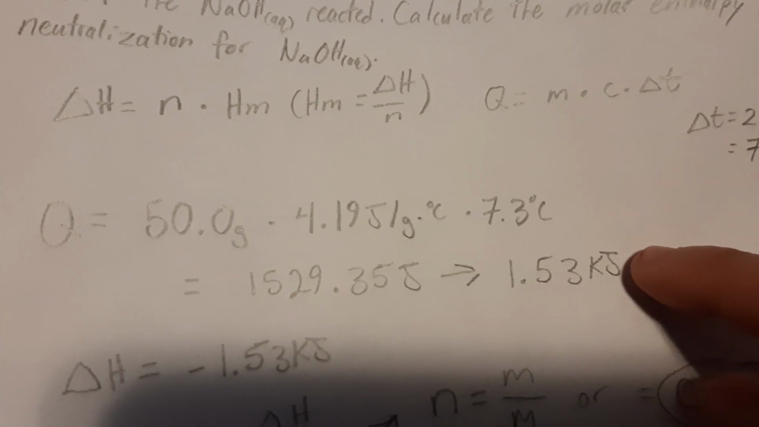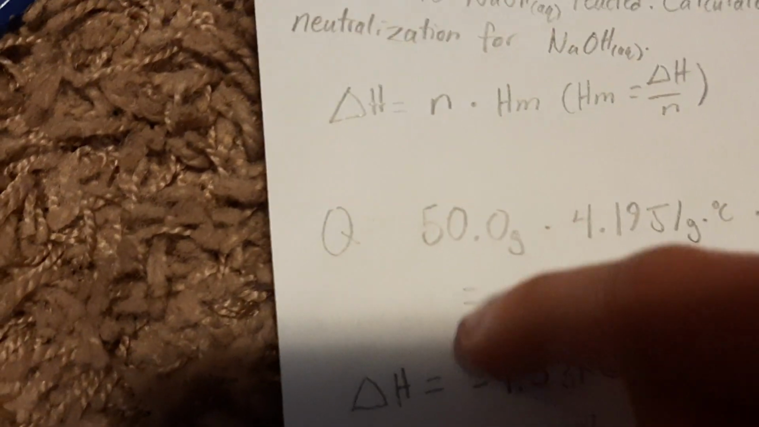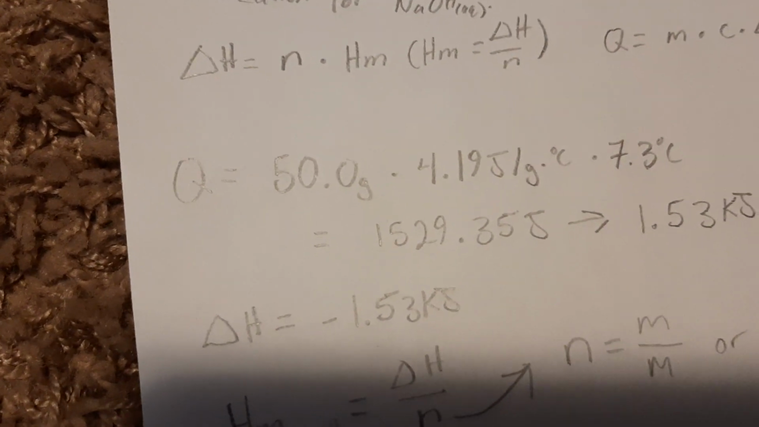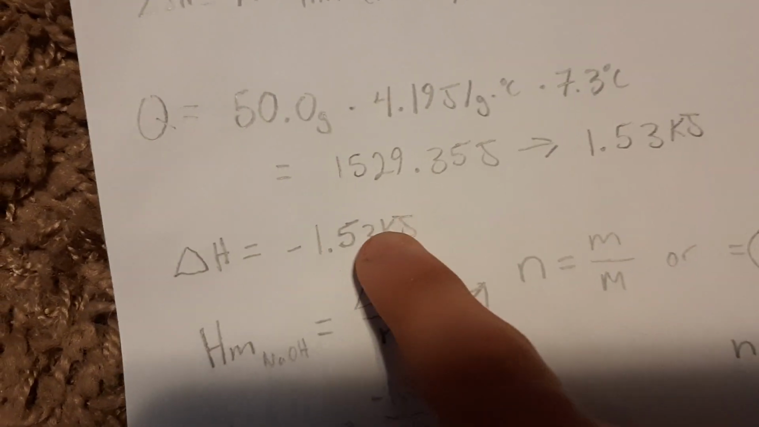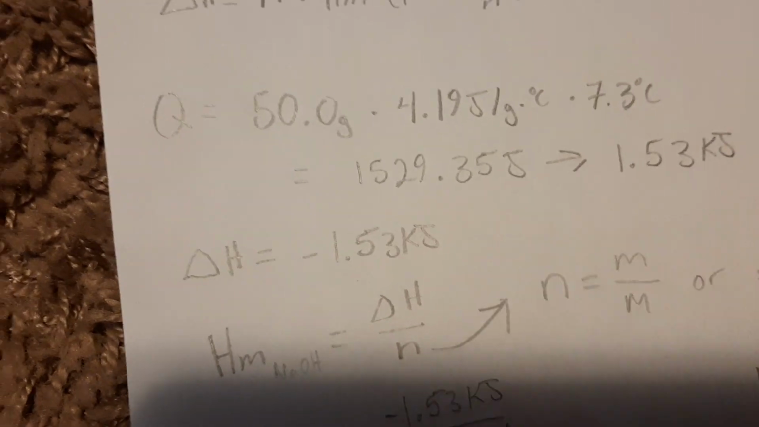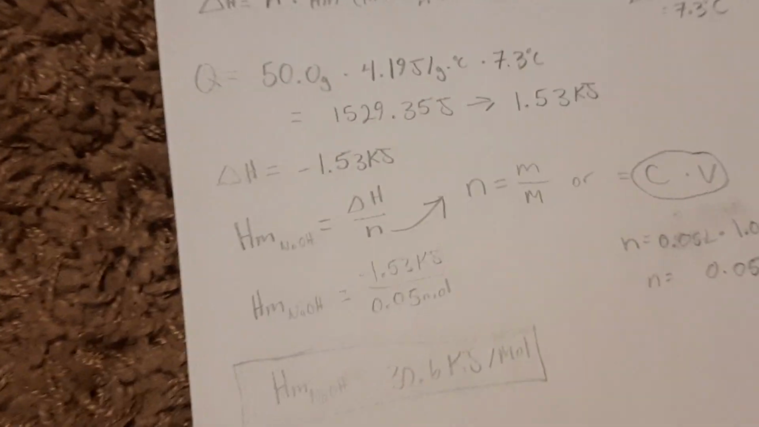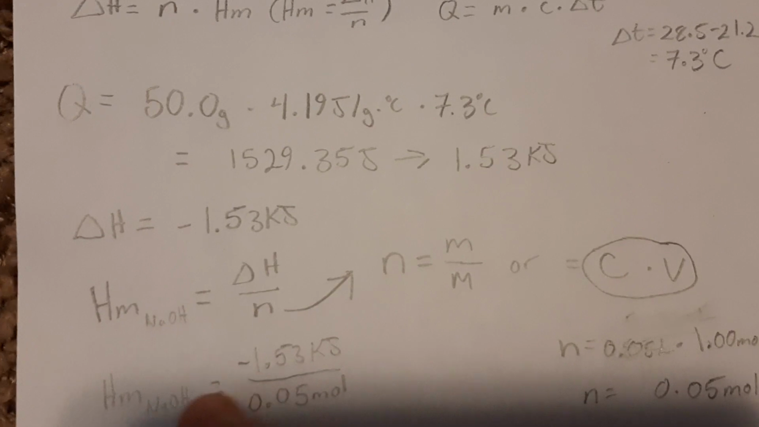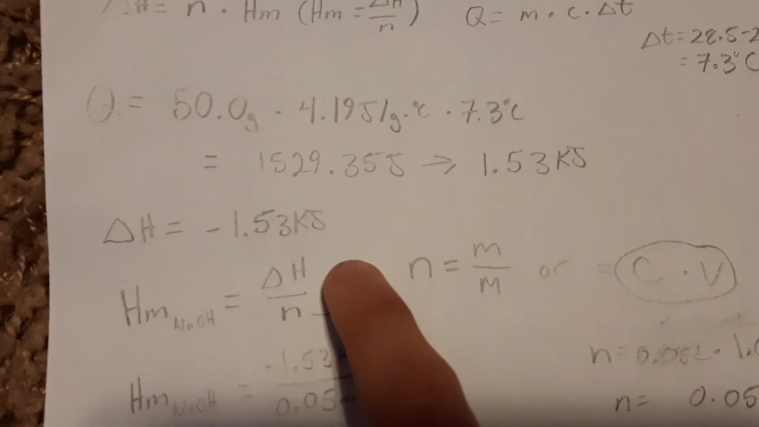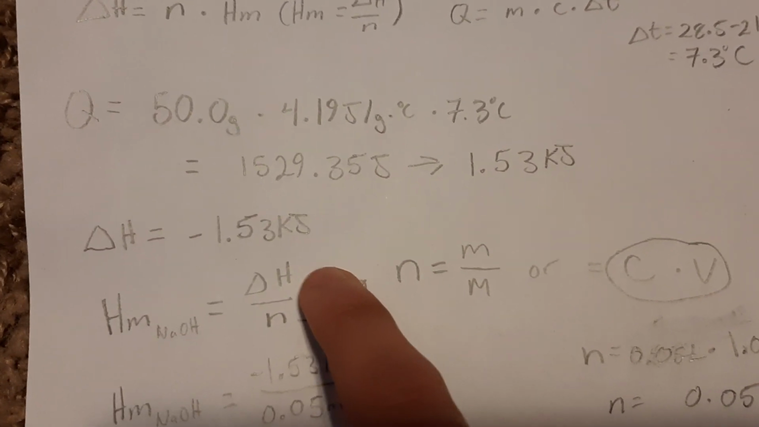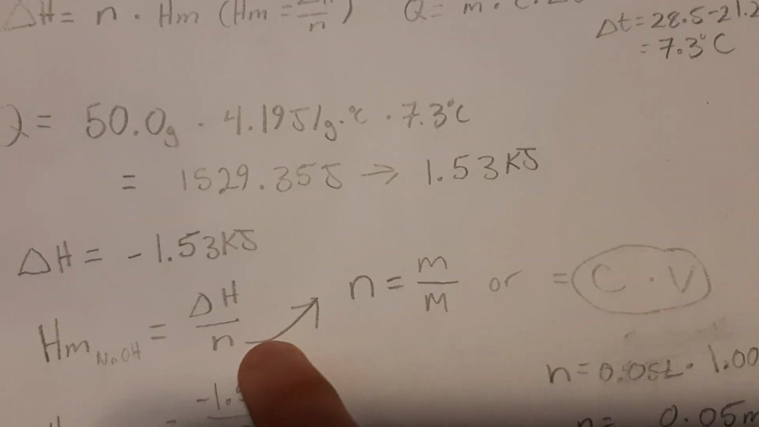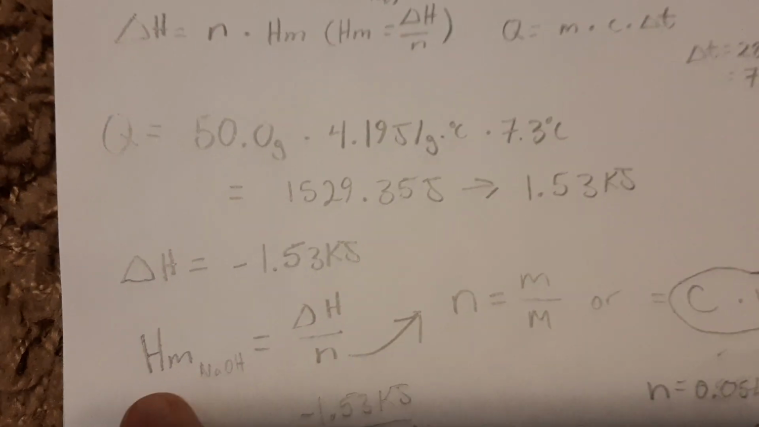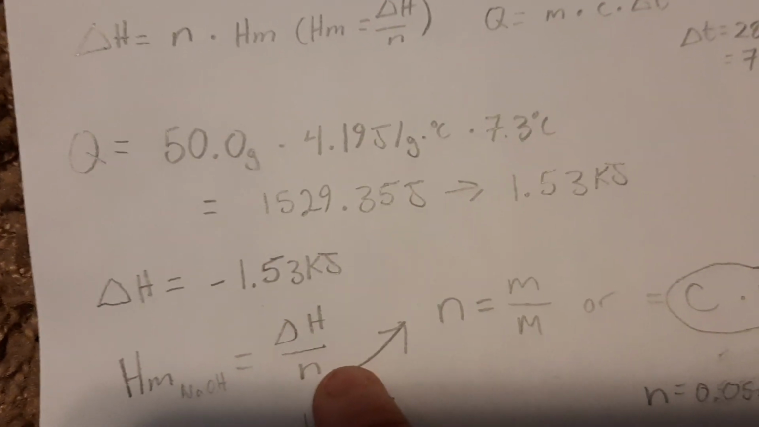Then we have to convert it over into our delta H, since Q and delta H are both the absorption or release of energy. But to do so, we have to flip it. So our delta H becomes negative 1.53 kilojoules. This is where our molar enthalpy formula now comes into play. To find the molar enthalpy of NaOH, we need to do delta H over n, so change in energy over number of moles. We know our delta H, so we need to know what our number of moles is.